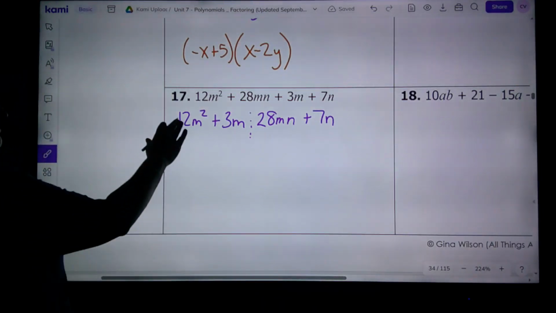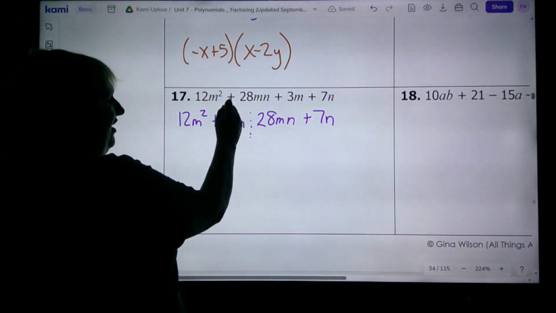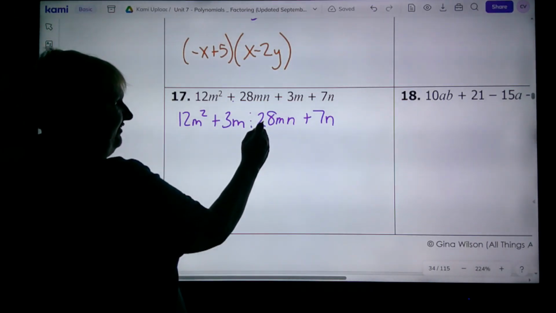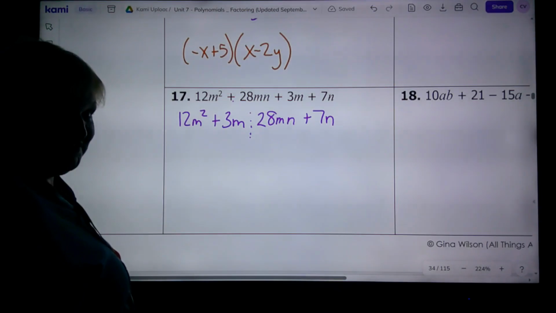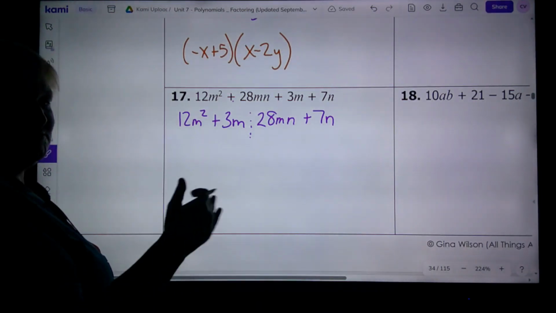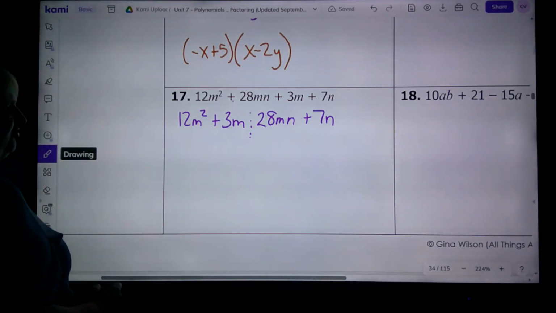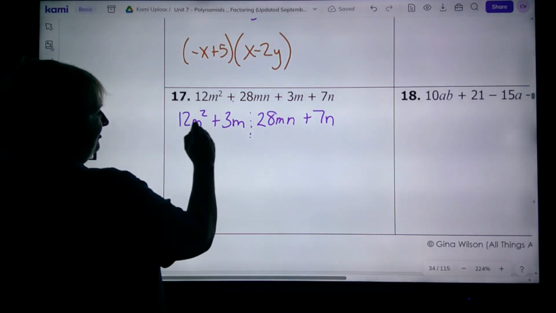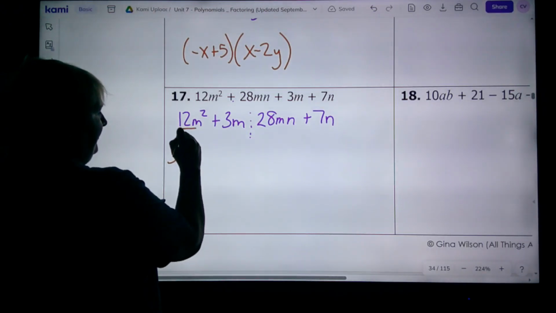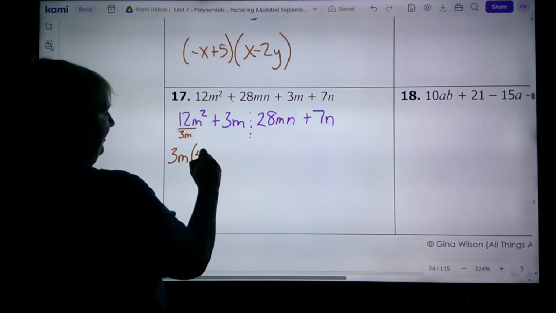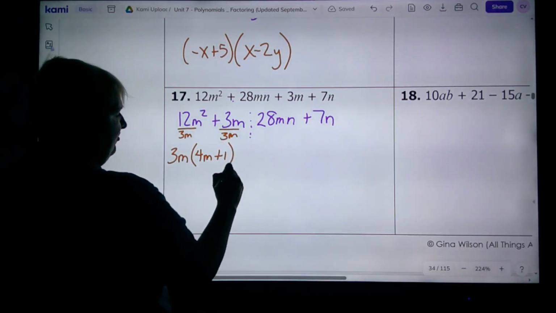When you're doing this, make sure you're being aware of your positives and negatives, right? This positive sign goes with this term, this positive sign goes with this term. If it was a negative, it would go with it. It's part of the term. Right? And now let's see if we can create some magic. We can factor out 3m. If I divide by 3m, I'm left with 4m. If I divide by 3m, I'm left with positive 1.